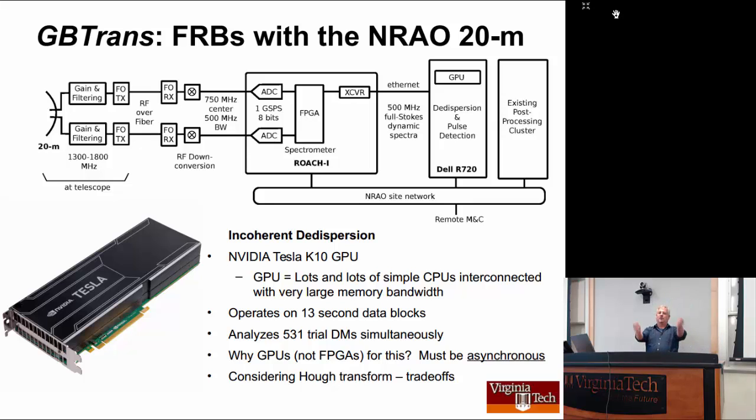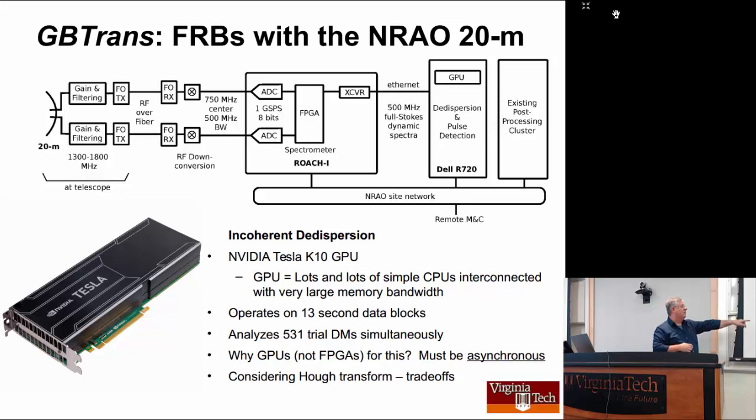So the Hough transform of an image is something intended to detect lines or edges in an image, right? If you took a Hough transform of my view of this room, I would see all the edges of all the tables. It's good at finding lines, edge detection. Well, that's what you're kind of doing in incoherent dedispersion. You're looking for a line, right? The problem is the line is curved, it's not straight, but we can make adjustments for that.